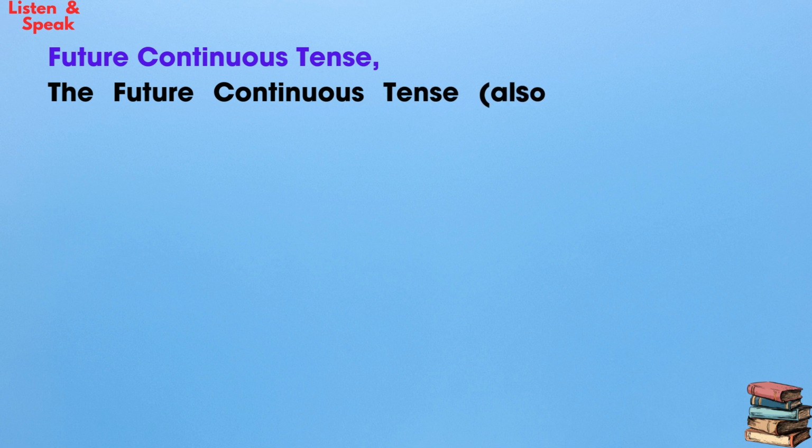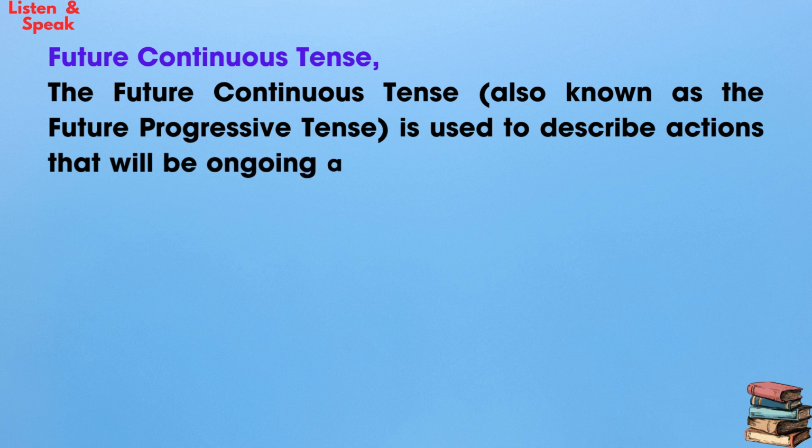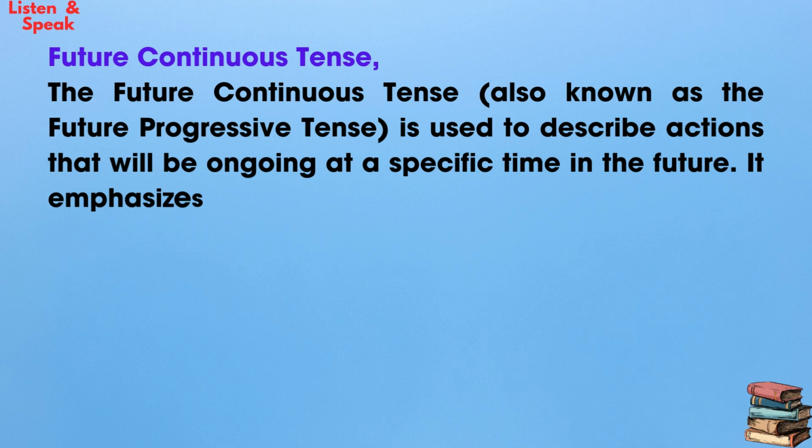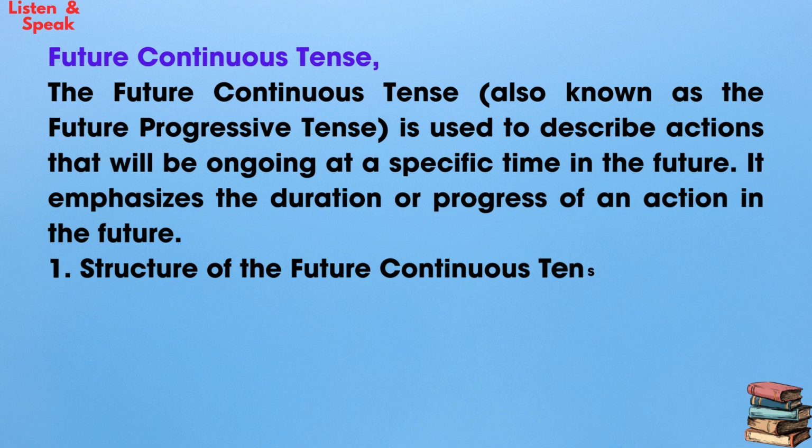Future continuous tense. The future continuous tense, also known as the future progressive tense, is used to describe actions that will be ongoing at a specific time in the future. It emphasizes the duration or progress of an action in the future. 1. Structure of the future continuous tense.